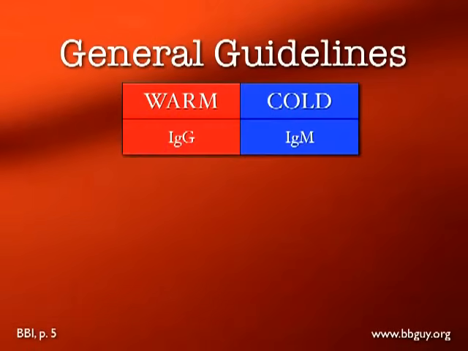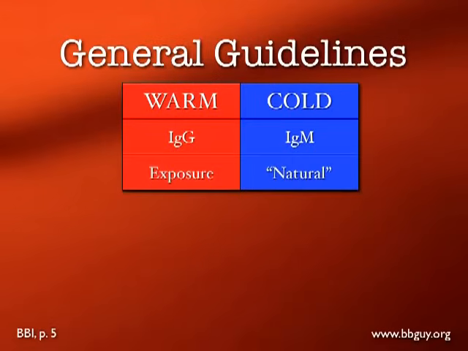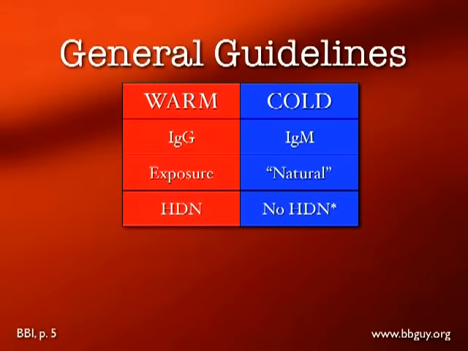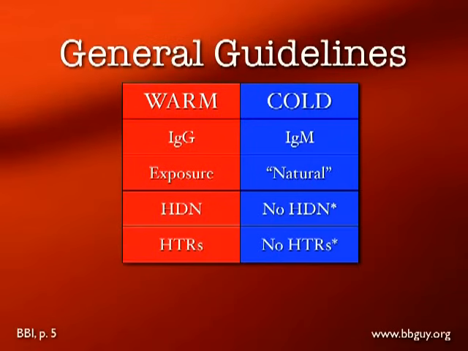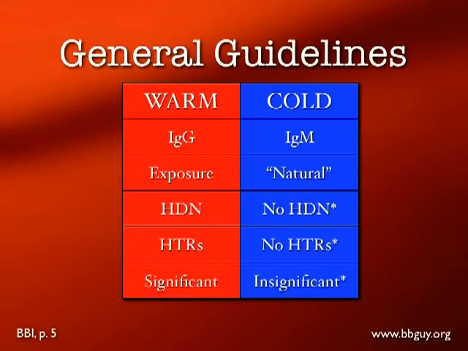In general, warms are IgG, colds are usually IgM. Warms usually require exposure through pregnancy or transfusion, whereas colds are generally naturally occurring, meaning pregnancy or transfusion doesn't have to happen. Warms usually do cause hemolytic disease of the fetus and newborn, or have that potential, whereas colds usually don't. Same thing with hemolytic transfusion reactions, and the same thing with clinical significance or insignificance.